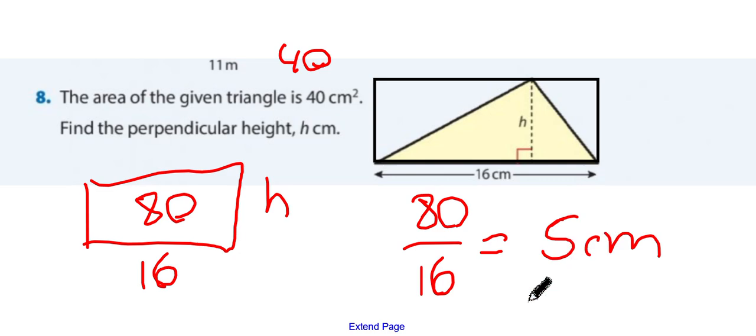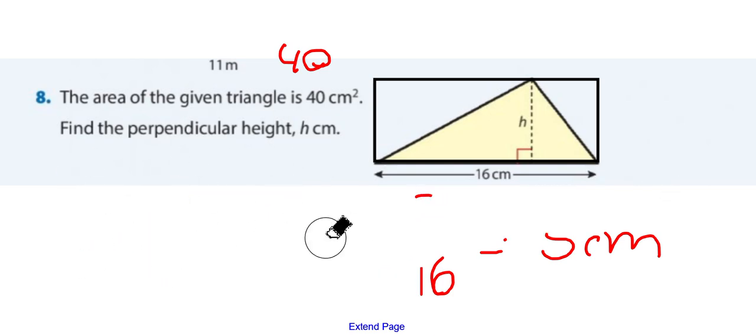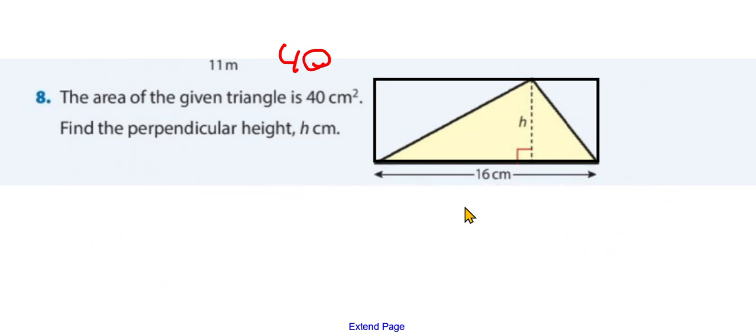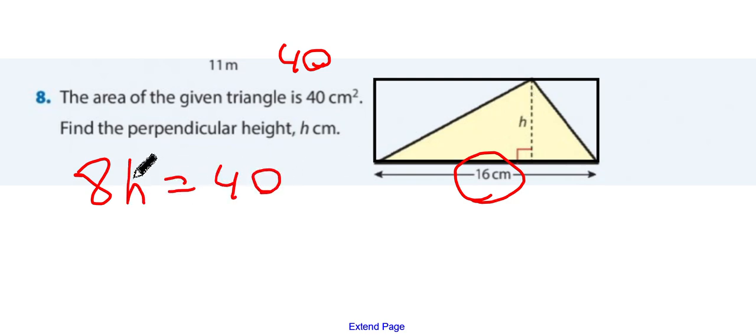Would you like another way of doing it that might be slightly faster? Okay, that way makes sense to me, but another way you can do it that might be slightly faster is you just halve one of the lengths. So which length do I have? Half it. 8. 8 multiplied by whatever h is 40. What is h? 5, because it's 40 divided by 8. And h will be 5. You can do it that way as well.